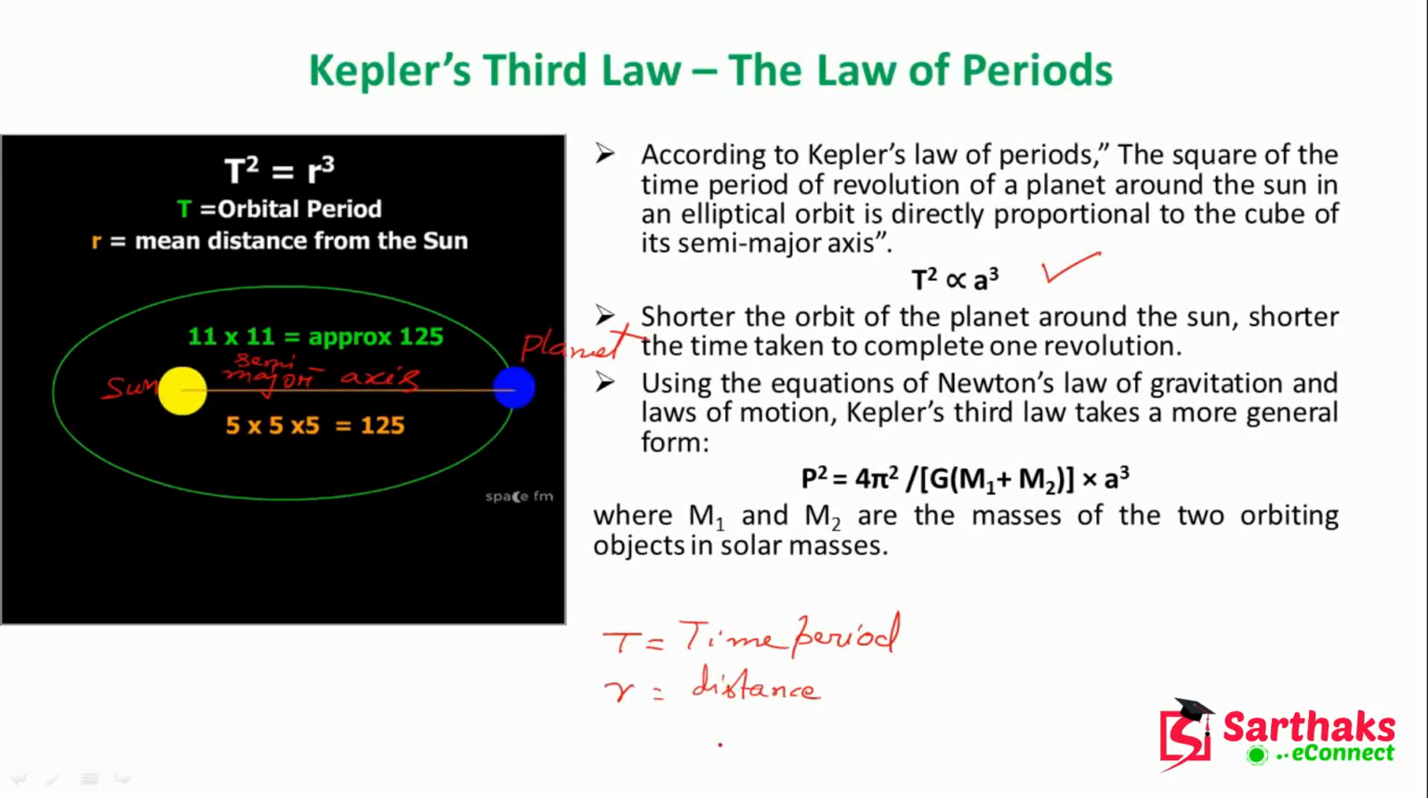And the shorter the orbit of the planet around the sun, the shorter the time taken to complete one revolution. Can you tell me any one planet which has a shorter orbit? Here we can think about Venus also. It has a shorter orbit. Pluto is very far away, so the semi-major axis distance is very high. So this is Kepler's third law, or the law of periods. Sometimes we call this the law of time periods.